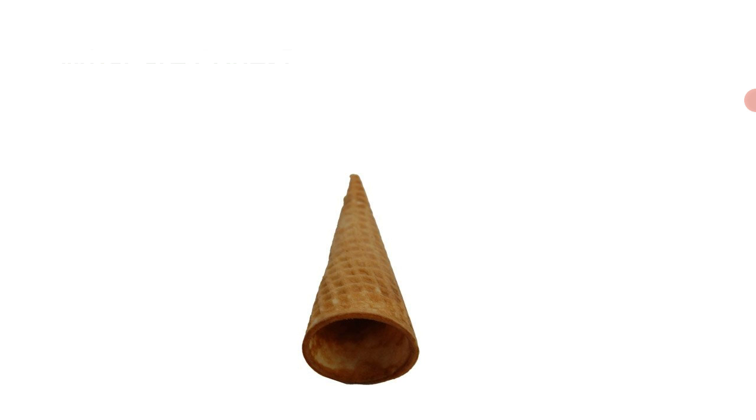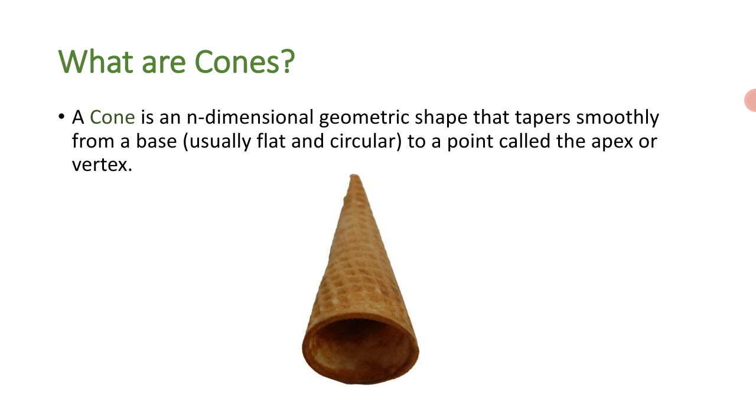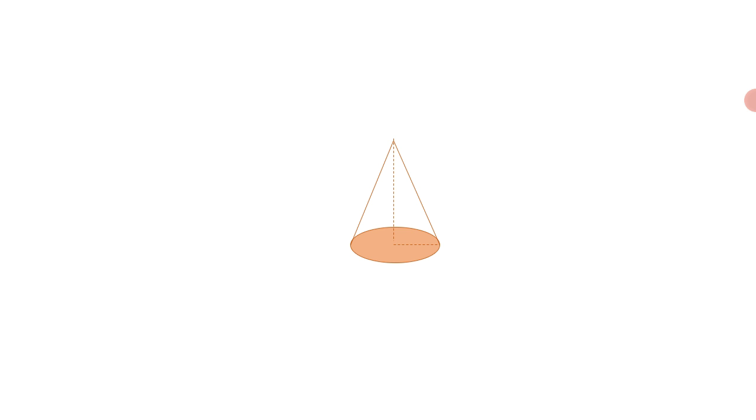First, we can see what cones are. A cone is an n-dimensional geometric shape that tapers smoothly from a base to a point called the apex or vertex. In the diagram you can see that the base is a circular shape and the point at the upper end is called the vertex.